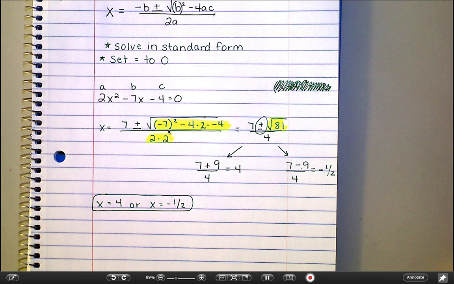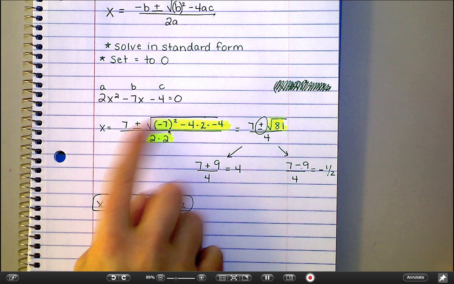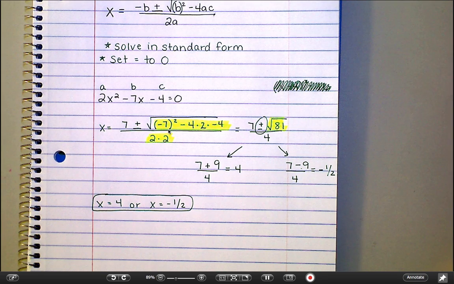That was my crash course on the quadratic formula. Like I said, this is a much bigger topic that we'll address later, but I just want you to get really good at plugging in A, B, and C and crunching those numbers and getting your answers.